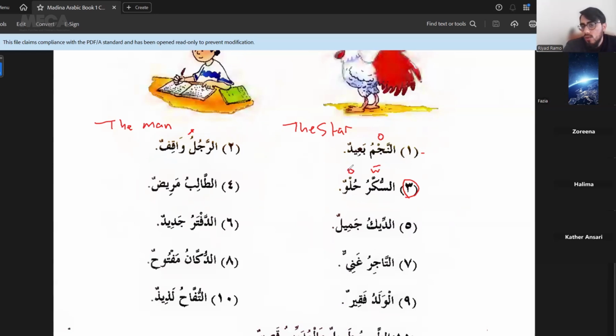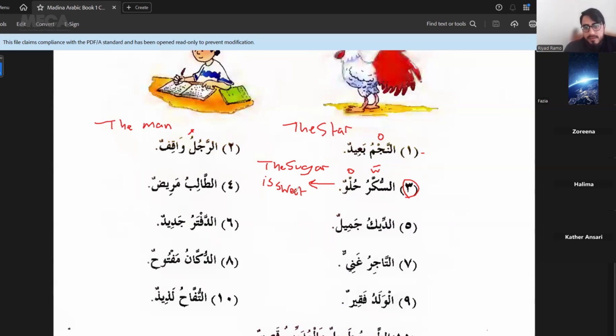It was by heart right now, that one. Hulwun. And what would that be? That's a new word, so I don't know that one. She knows the first one, the sugar. Oh, the sugar is sweet. Yeah, very good. Okay. The sugar is sweet. As-sukaru hulwun.